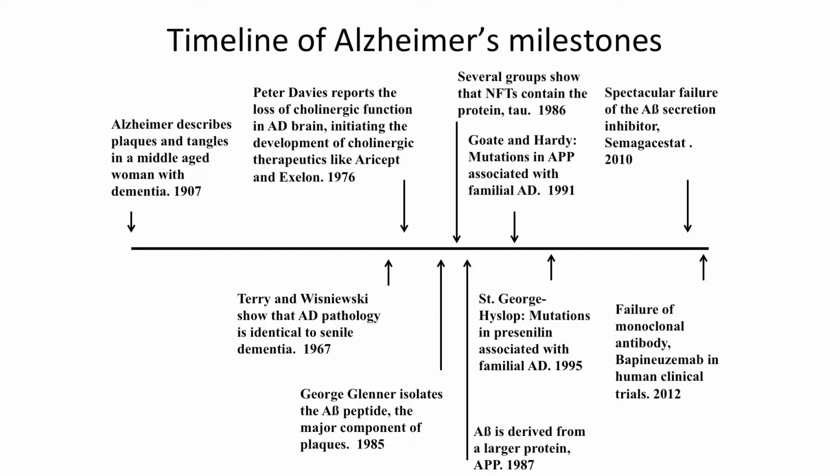So we may have multiple different types of amyloid in Alzheimer's disease, where in other diseases they might be a pure flavor of only one type of amyloid. So here's a little brief history. It's the timeline of the development of milestones in Alzheimer's disease, starting in 1907 when Alzheimer's was originally described by Dr. Alzheimer. And he described plaques and tangles in a middle-aged woman that had dementia.